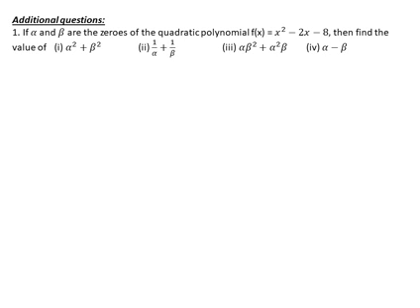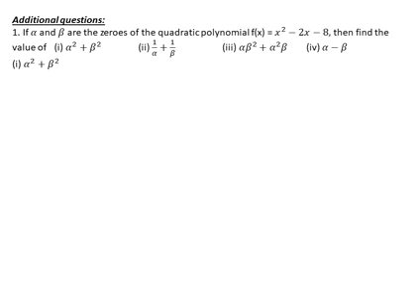First sum, if alpha and beta are the zeros of the quadratic polynomial f of x is equal to x square minus 2x minus 8, then find the value of first one alpha square plus beta square, second one 1 by alpha plus 1 by beta, third one alpha beta whole square plus alpha square beta, fourth one alpha minus beta. Let me solve the first sum, alpha square plus beta square.